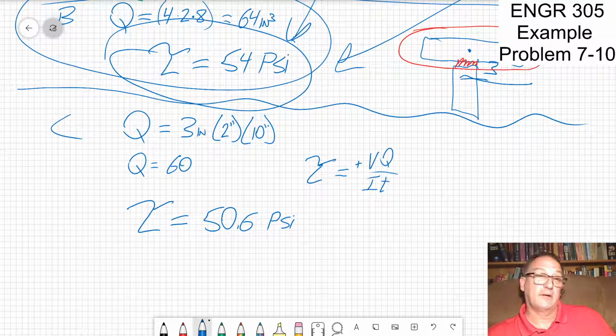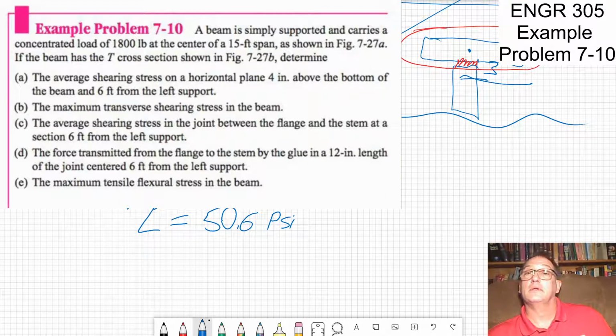Let me get rid of the problem statement. Sorry, I hope that didn't screw you up too much. So if you want to know how much force, so there you go. The force transmitted by the flange to the stem by the glue in a 12-foot length.